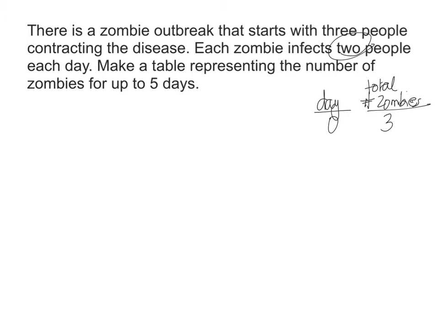So we're going to make a table representing the number of zombies for up to 5 days. So let's think about this a little bit. We have 3 people, and each of them infect 2. Sometimes diagrams are really helpful in helping us understand what the situation is. And it's also important to know what your table is representing. Our table represents the total number of zombies in the world, not how many we're adding each day or how many new zombies there are. This is the total number of zombies.